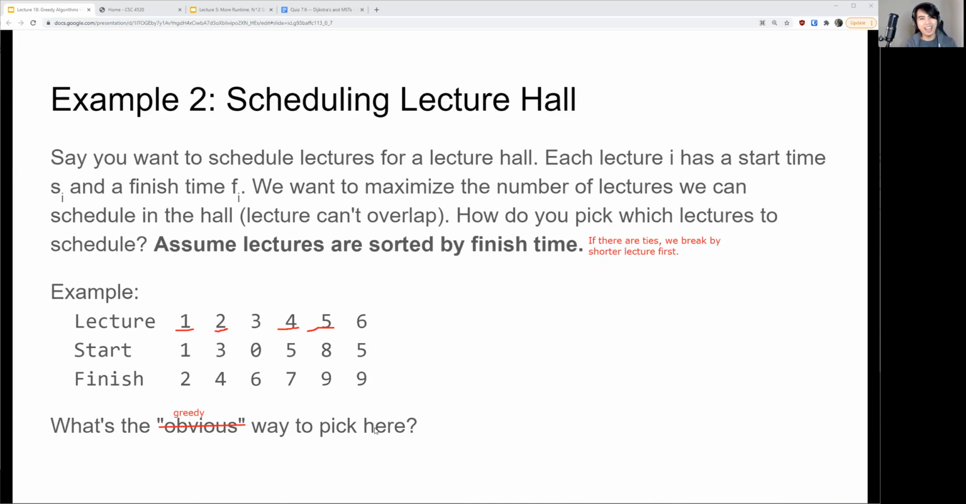All right, everyone is picking: pick the lectures with the shortest times first. Pretty much all of you are. So I get to grin now and say, here's a counterexample to what you just said.